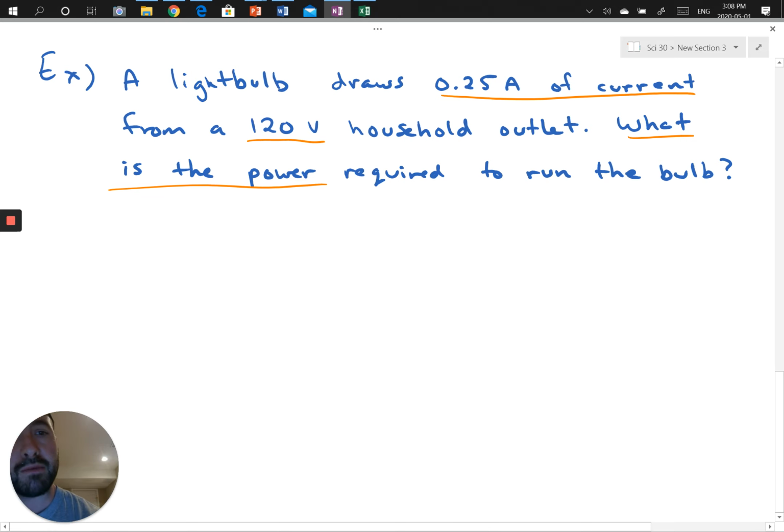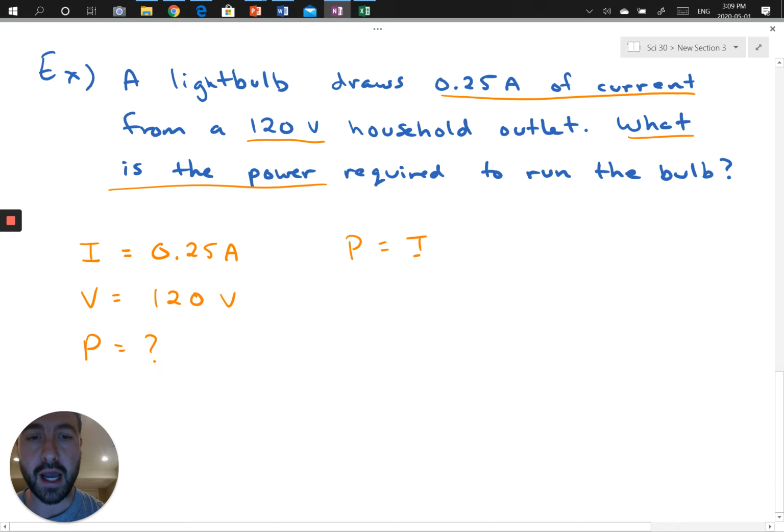My given information here, I have 0.25 amps of current. Current is I, so that's 0.25 amps. My voltage is V, so that's 120 volts. And I'm going to be looking for power. I'm going to use Watt's Law here. It's P equals IV. For 3 variable formulas, I will expect that you are able to manipulate that for any of the variables that are there. So I might ask you to solve for I or V. We're just going to plug our values in here.